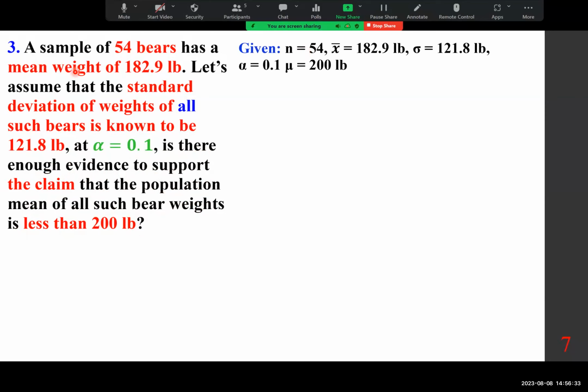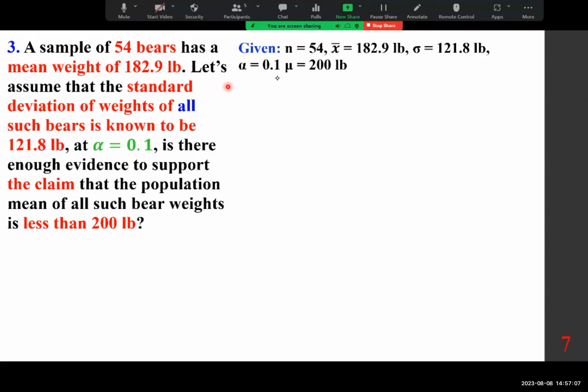The very second number, mean weight, x bar. Why is this x bar? Because those 54 bears have a mean weight of 182.9. Not all bears, only those 54. Sigma is 121.8. Why is it sigma? Let's assume the standard deviation of weights of all, that's the key word, all such bears is 121.8.